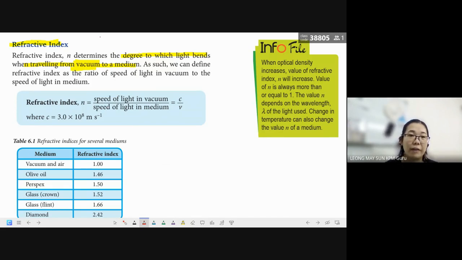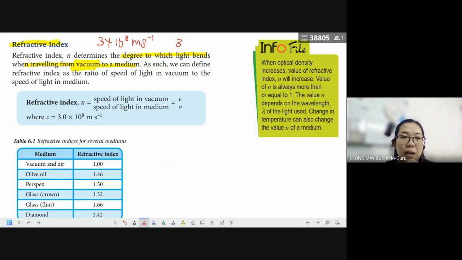Speed of light in vacuum is 3 times 10 to the power of 8 meters per second, which means in 1 second, the time for you to close your eyes and open your eyes, the light has already traveled 3 times 10 to the power of 8 meters. That would be 0.3 giga, 3 gigameters. Very, very far distance. So the refractive index is the degree to which the light bends when it travels from vacuum to another medium.